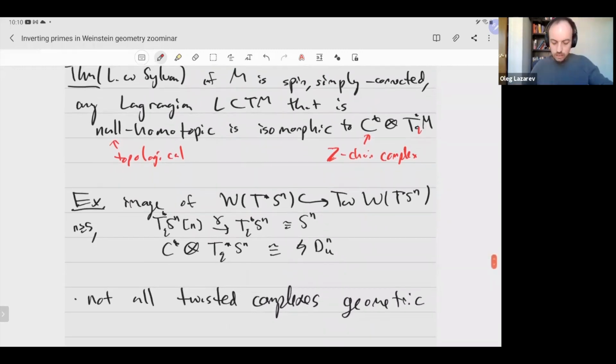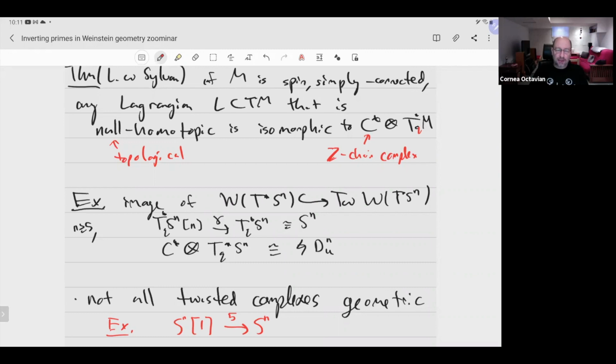So the conclusion is that not all twisted complexes are geometric. There are twisted complexes which are not in the image of these actual Lagrangians. Just for an example, you could take the zero section and then you could take the cone on like 5 or something. It's just a silly example. Well, you could look up any kind of twisted complex you want, and most of them will not be geometric.